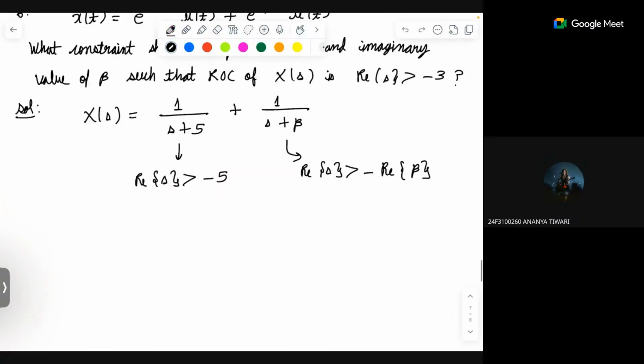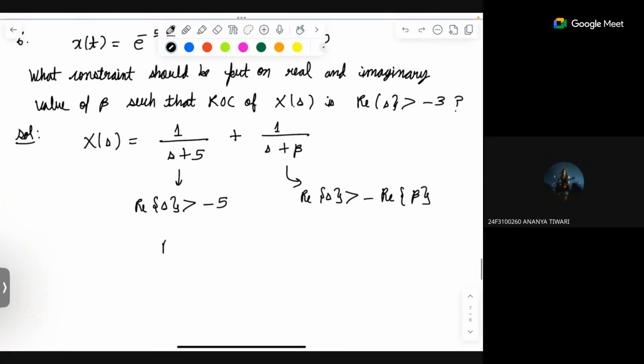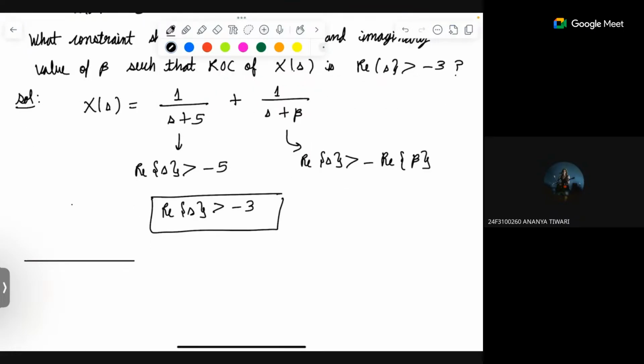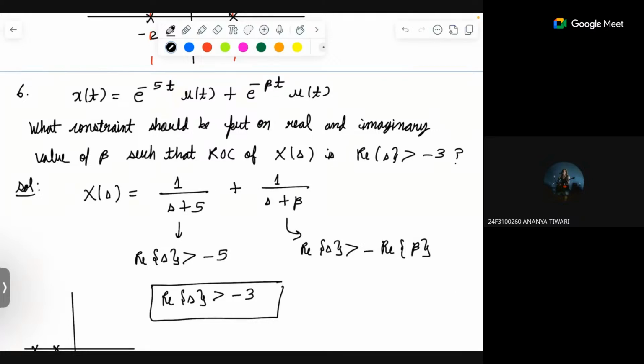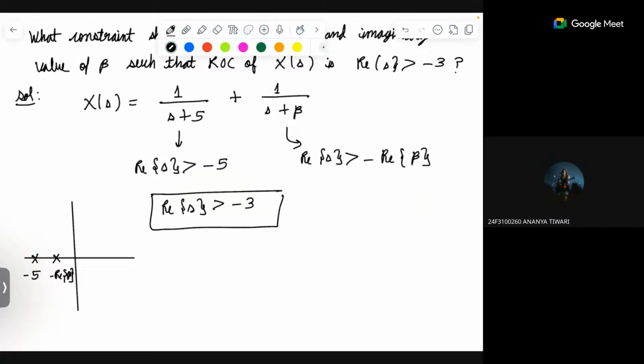So let us come back to this question. I want the ROC to be real of s greater than minus 3. This is what I want. Let us quickly draw the s-plane. I have one pole at minus 5 and another at negative real of beta, right? Yes, ma'am. Both of them have u(t), which means causal, right-sided signals, so the ROC has to be right-sided. If we take their intersection, this is what we will have.